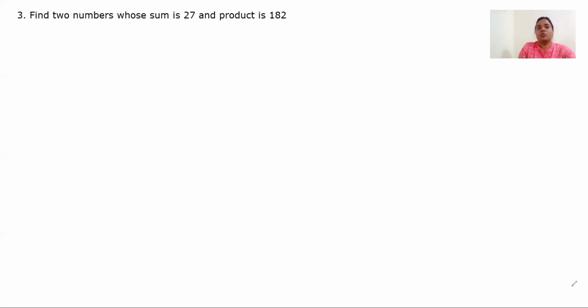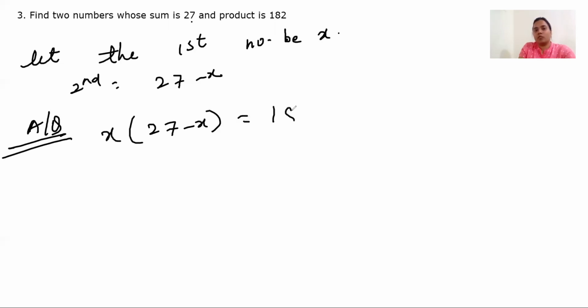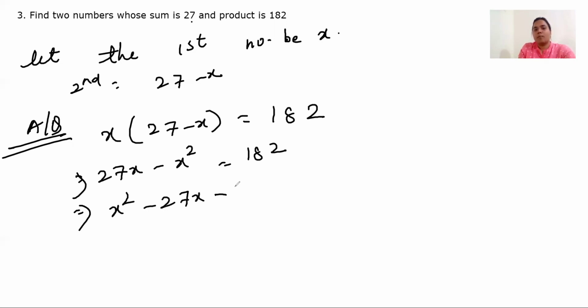Next question: find two numbers whose sum is 27 and product is 182. So let the first number be x. So the second number will be 27 minus x. Product is 182, product is multiplication. So according to the question, when we multiply both the numbers, we will get 182. This implies that 27x minus x square is equal to 182, which implies that x square minus 27x plus 182 is equal to 0.